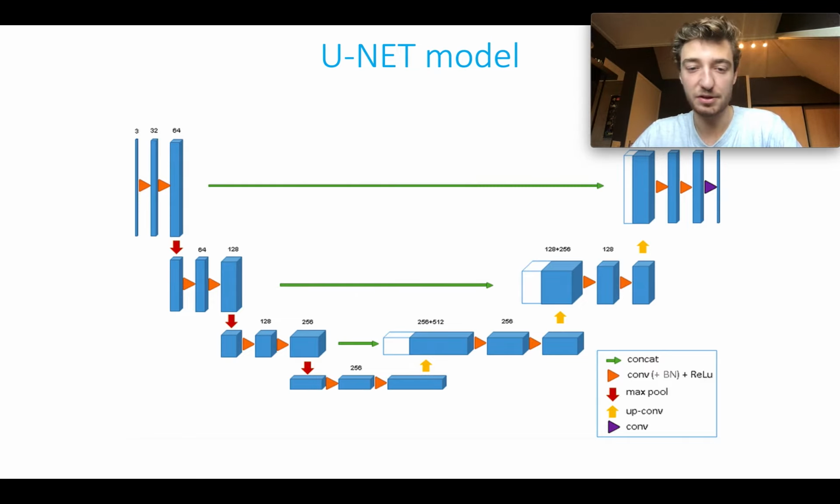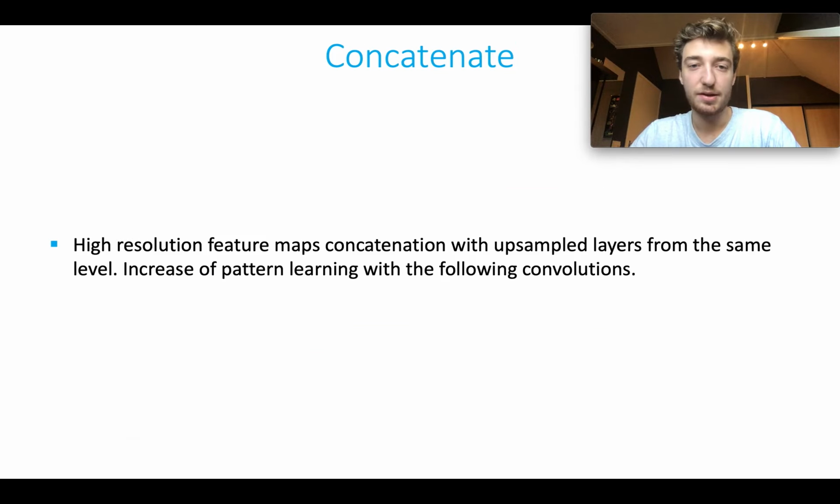And the main purpose of the concatenation is that it's going to concatenate high resolution feature maps from the previous layers with the upsampled layers on the same level. And those high resolution feature maps will increase the chance of pattern learning the model might find, and in the end also increase the image quality output.